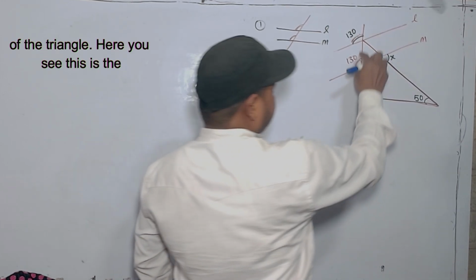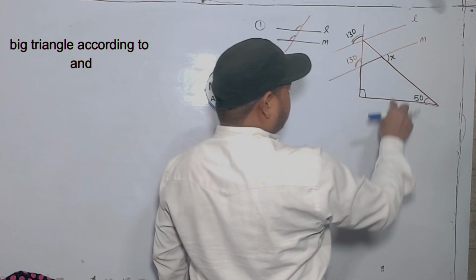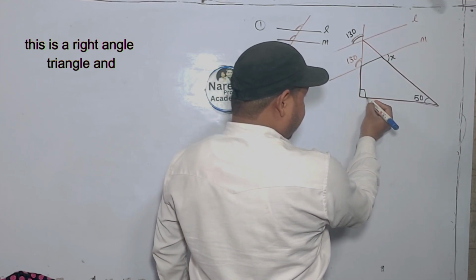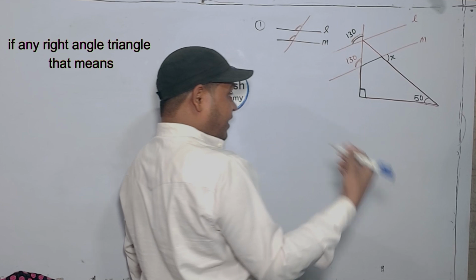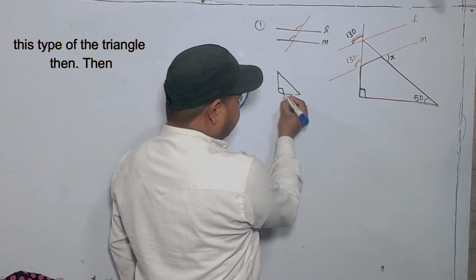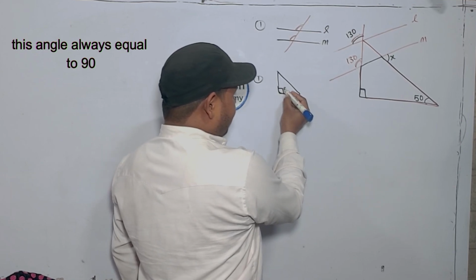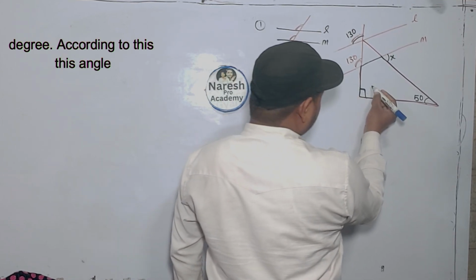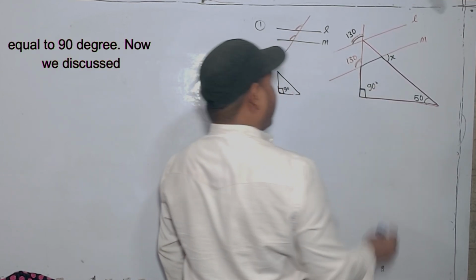Now we discuss the second property, that of the triangle. Here you see this is the big triangle, and this is a right angle triangle. In any right angle triangle, this angle is always equal to 90 degrees.